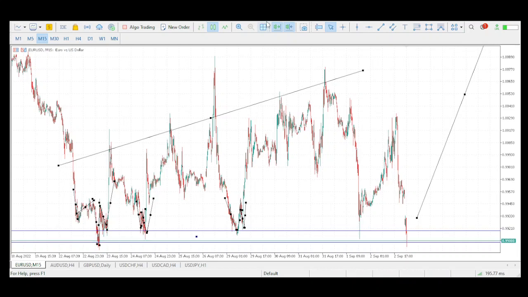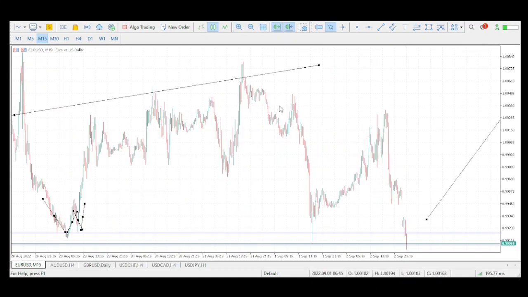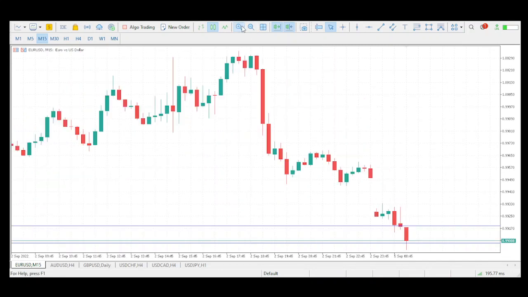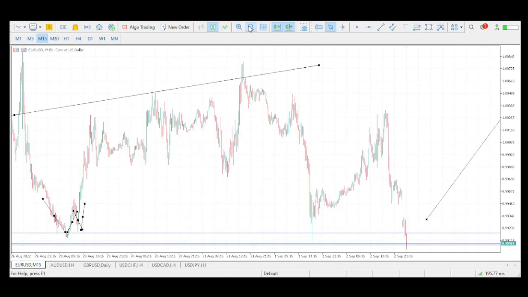So here we just see a weak rejection. Let me zoom it. We just see a weak rejection here. See, there is no pattern that formed here. We just see a weak rejection, which is a price reversal. It is also part of the price reversal.